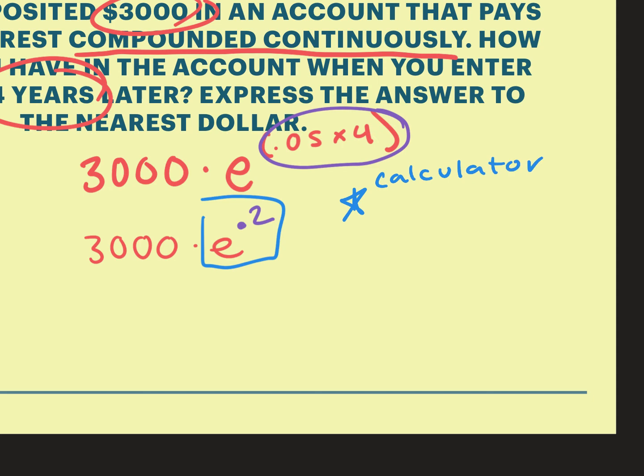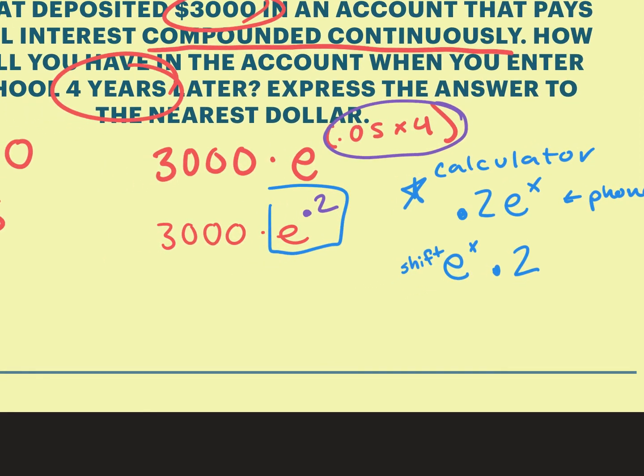So in the iPad calculator, I think you have to do 0.2 and then click that e to the power of x, like that. So this is how you would do it in the phone. In my calculator, I have the e to the power of x button, and then I click 0.2. So make sure you know how to use your calculator. In my calculator, I have to click shift before I do that, because it's like the little number. So I think yours is the same. You have to click shift first. So I click shift, e to the power of x, 0.2.